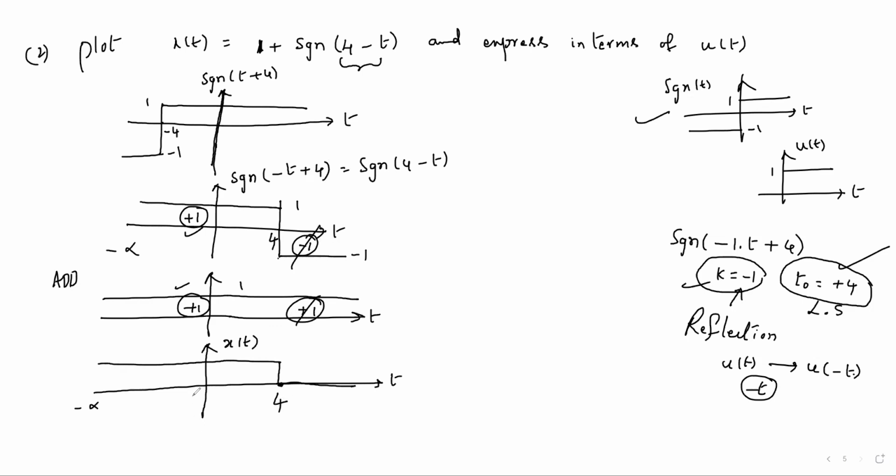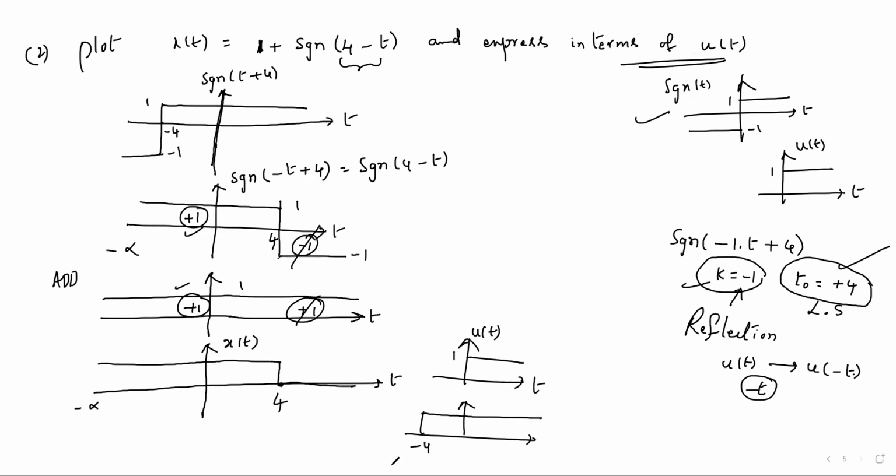Now this x of t waveform, if it is like this, express the signal in terms of u of t. So if this is u of t, what is the relation between u of t and this graph? After performing what operations on u of t will you get x of t? If it is first shifted left side by 4 units, you'll get this one.